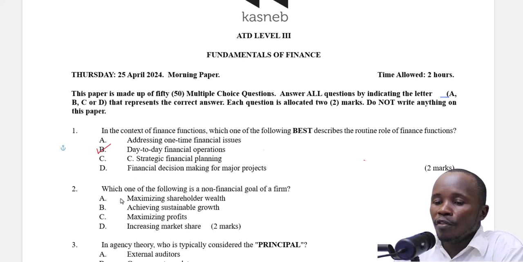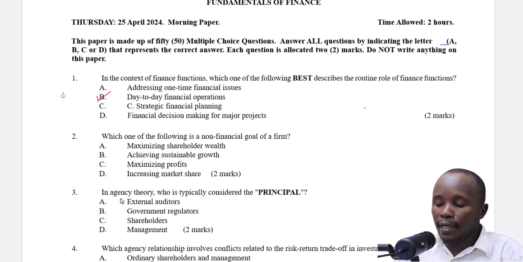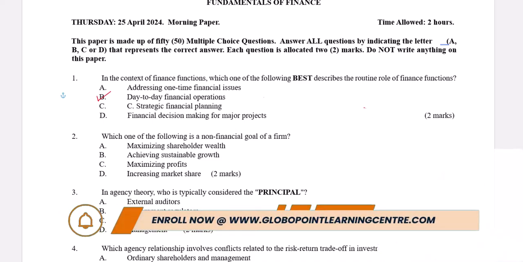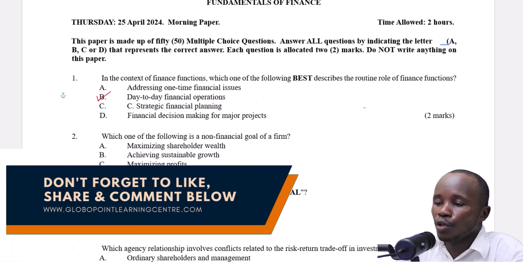Now, we move on to the next part. The next question asks: which one of the following is a non-financial goal of a firm? Remember, this one is very specific. You are looking for a non-financial goal. You see, firms may be there to make financial gain or to make profits, and other functions are not meant to gain or to make profit. So which one is a non-financial goal?